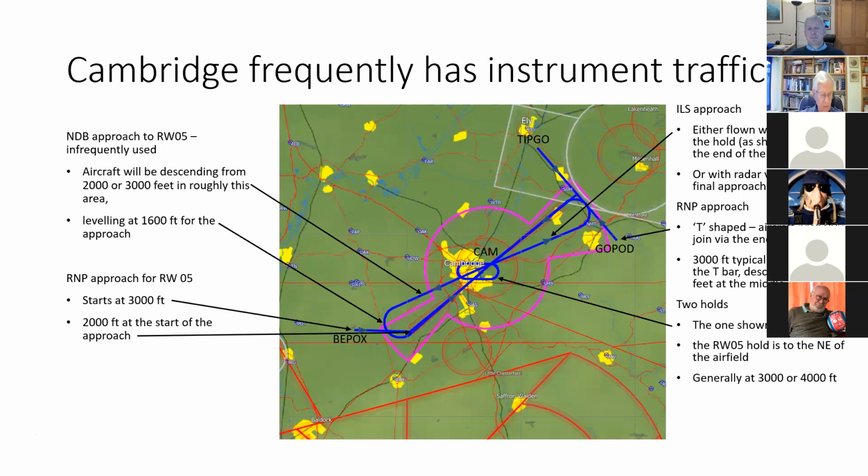Okay, so here's Cambridge, and on this I've put the different instrument approaches. Cambridge quite commonly has instrument traffic. It's one of the airfields in southern UK which has a good range of instrument approaches, and as a consequence, quite a lot of people come from other places to do training at Cambridge, and there's a fairly active flying school there. So there's a lot of largely GA, general aviation, traffic, singles, twins, that sort of thing.